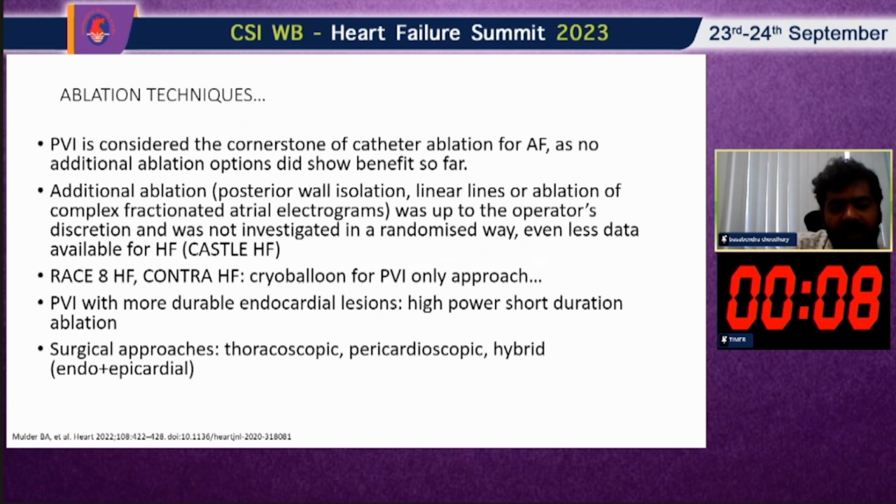If you look at the PVI techniques, pulmonary vein isolation is still the cornerstone. However, additional ablation like posterior wall ablation, linear lines of ablation, and ablation of complex fractionated atrial electrograms have been tried in different trials. The cryoballoon approach for PVI is being tried in the RESOLVE-HF and CONTRA-HF trials, and PVI with more durable endocardial lesions with high power short duration ablation is being tried. The results of these trials are yet to come, and surgical and hybrid approaches are also coming up.